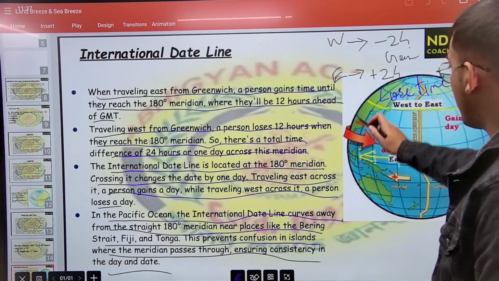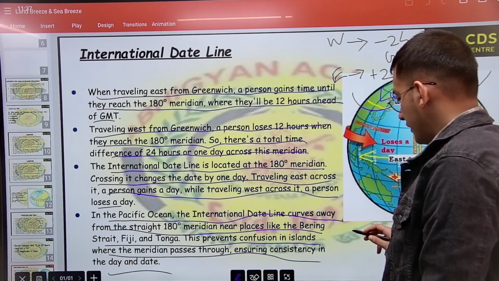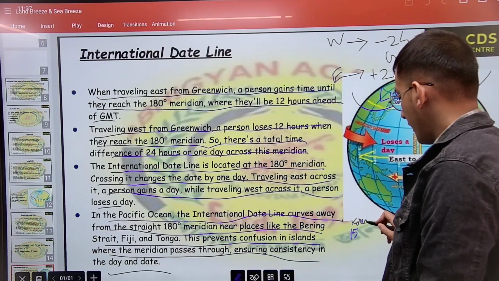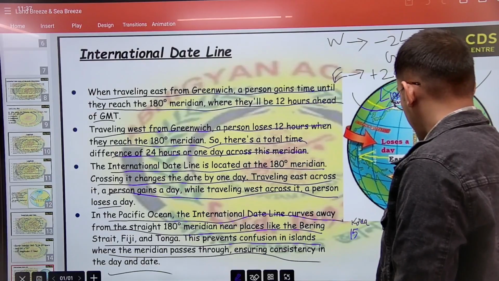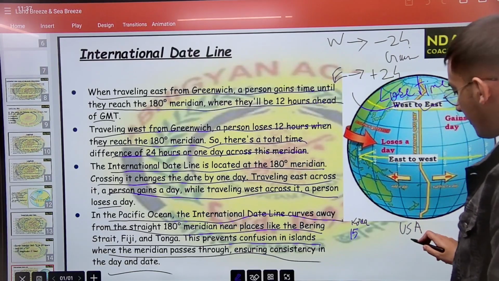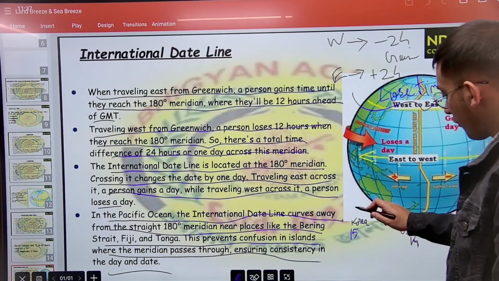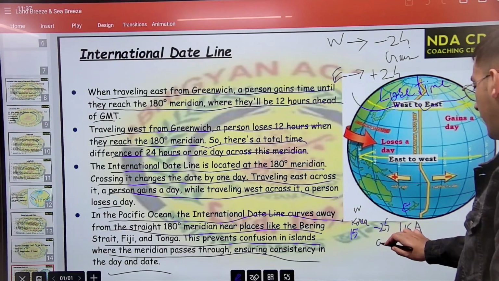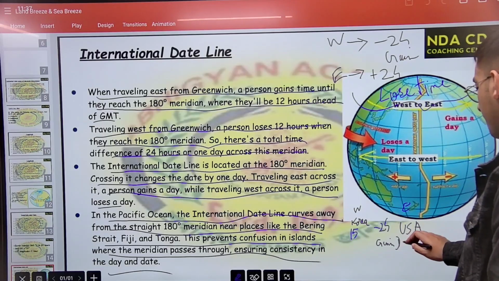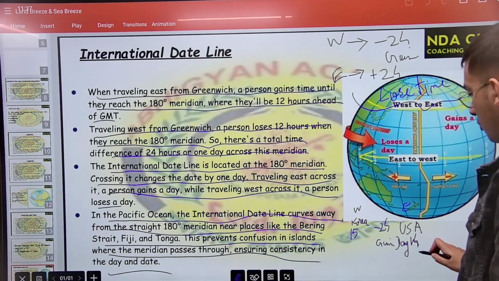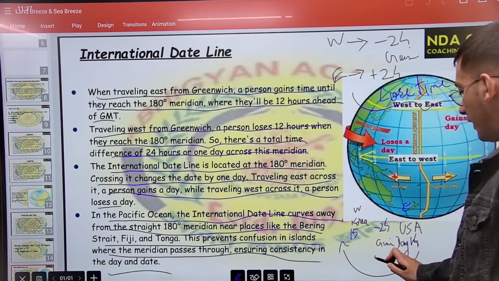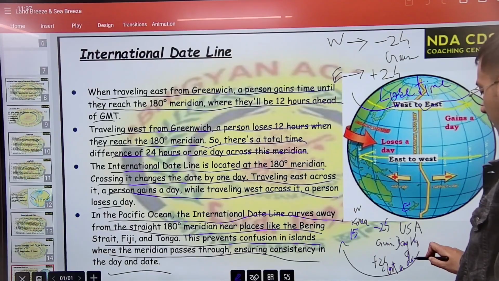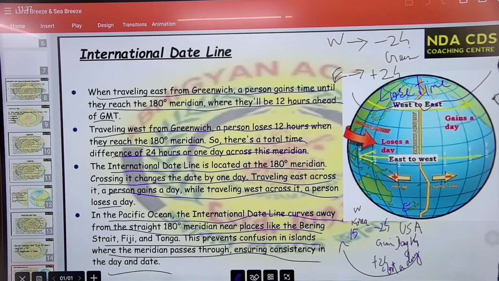This is because, an easy example to remember is, suppose it's the 15th in Korea, and we move to the USA. In the USA, it will be the 14th. So from west to east, we lost 24 hours, but we gained the day, right? Similarly, if we go from the US to Korea, we gained 24 hours, but we lost a day. So this is the easiest way to remember it.